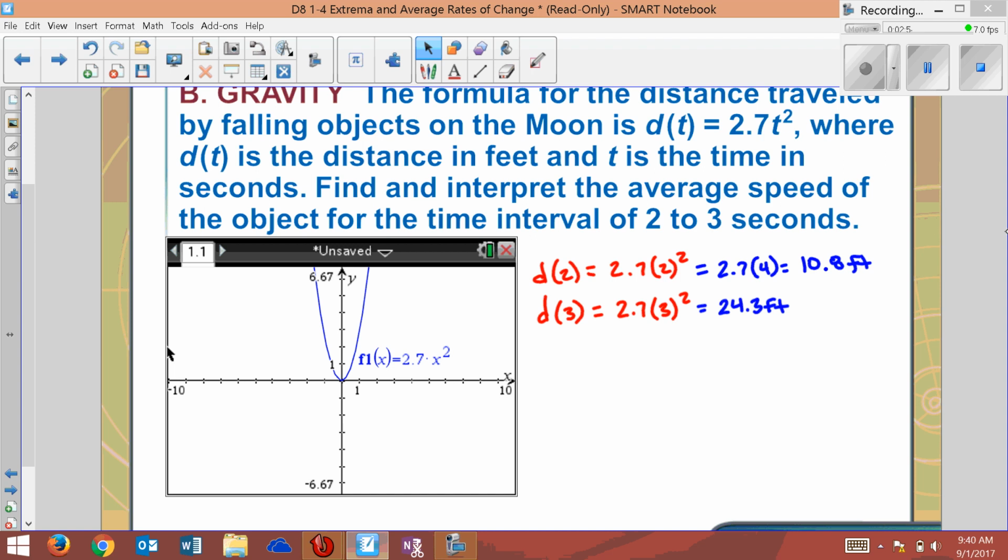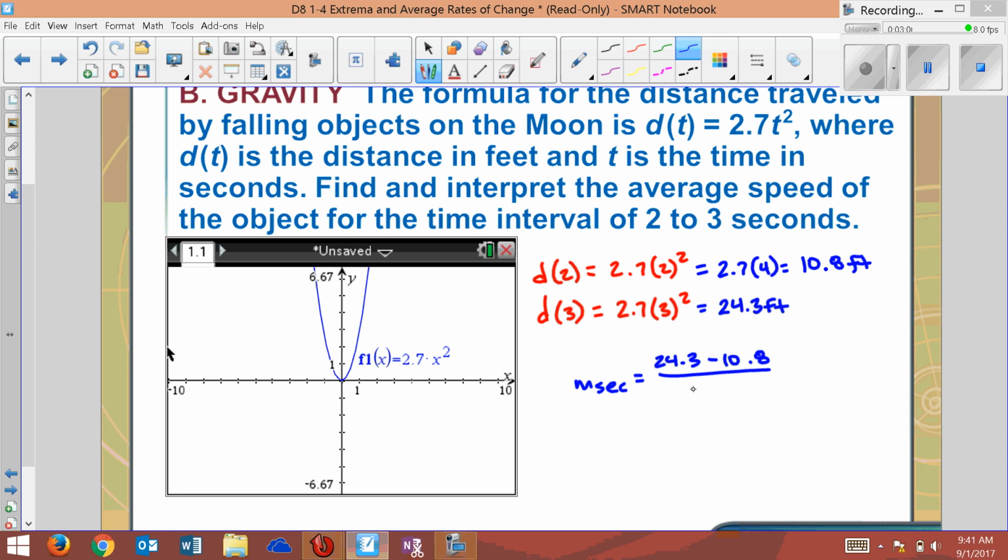And so now we have our two distances. Now let's find the secant line here. The secant slope would be the second distance, which is 24.3, minus the first distance, 10.8, over the second time, which is 3 seconds, minus the first time, which is 2 seconds. So what do we get? When we subtract, we get 13.5 over 1. So this is now falling 13.5 feet per second, which makes sense. It starts to speed up the longer it falls. Now you have one to try.